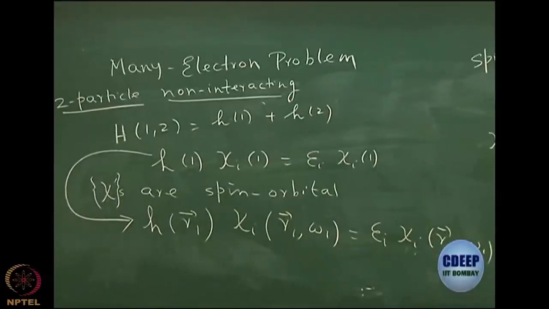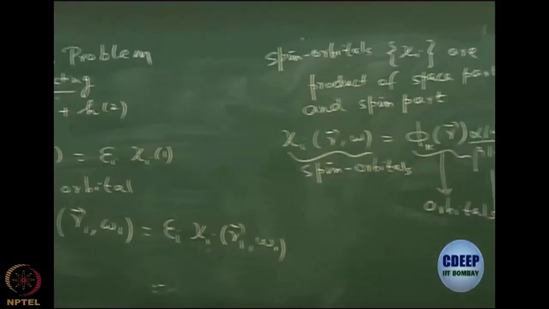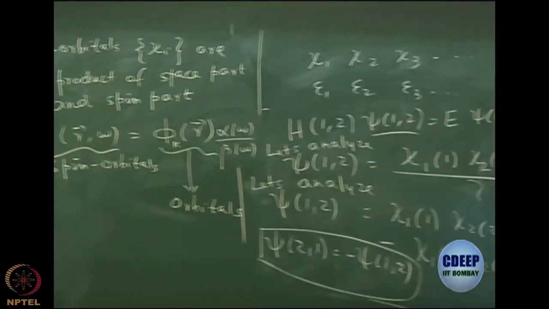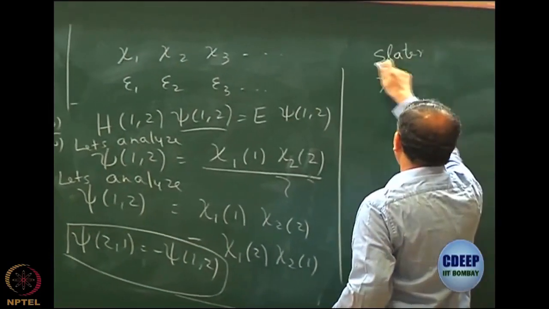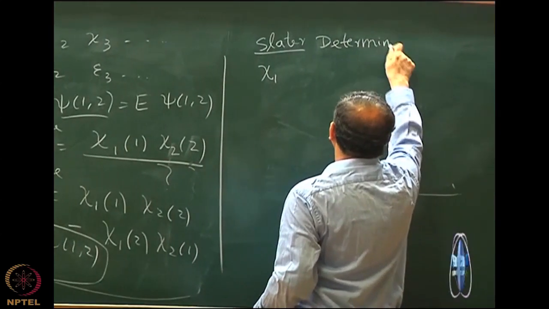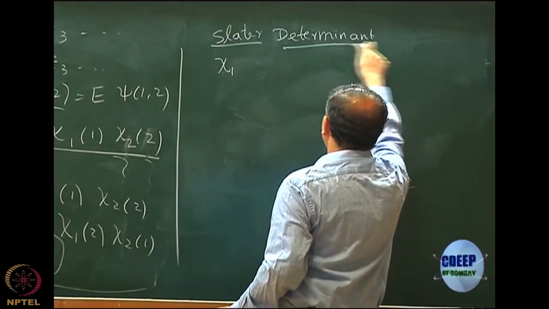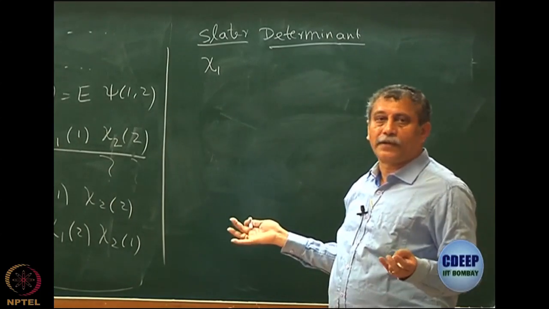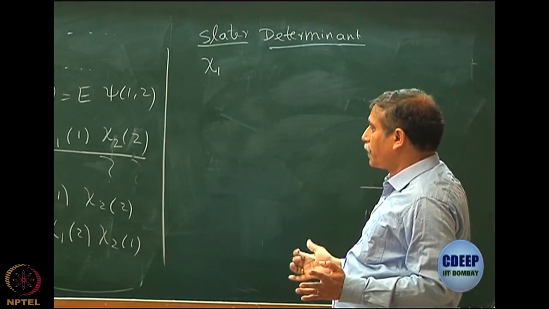If you look at this function, this can be written in a form called the Slater determinant, which I actually introduced in the last class. I had also mentioned that in the 4 to 5 class, but again, because of the fact that there is a little bit of heterogeneity, I am doing it all over again, and this is important for my course.